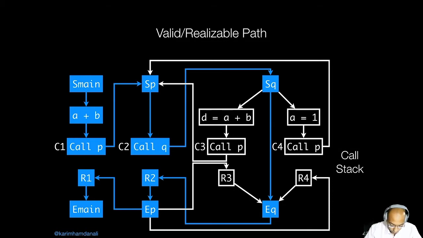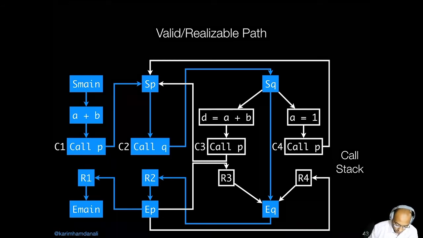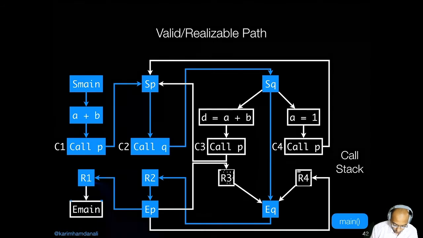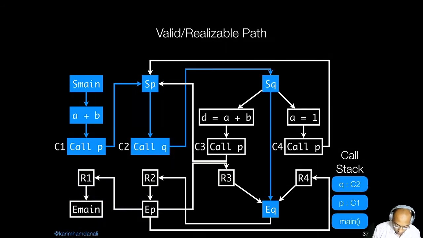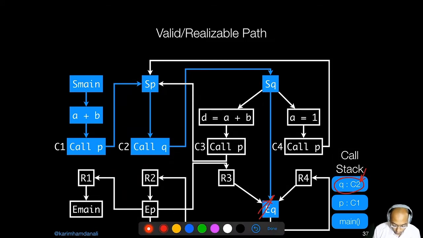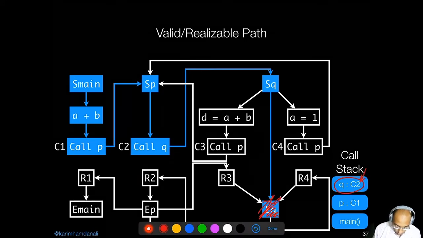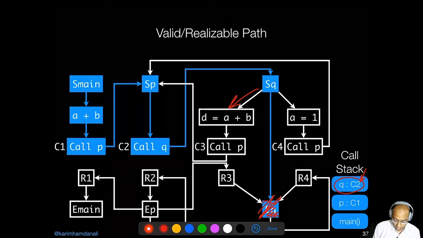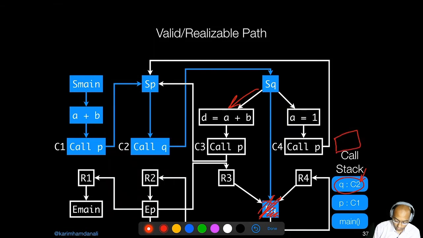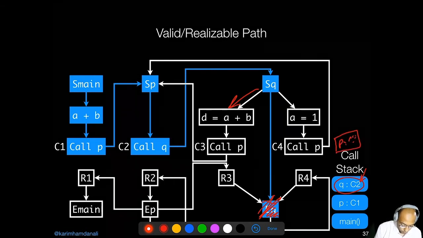But if we go back here, from that point, assume that we are not going to take EQ now. We're going to go here. We're going to go to D equals A plus B, and then maybe we're going to go to call P. So at that point, we are no longer going to have Q, C2 as the top of the stack, but we're going to push to the top of the stack. What would it be? So P, C3, right? And we're going to go again to P.